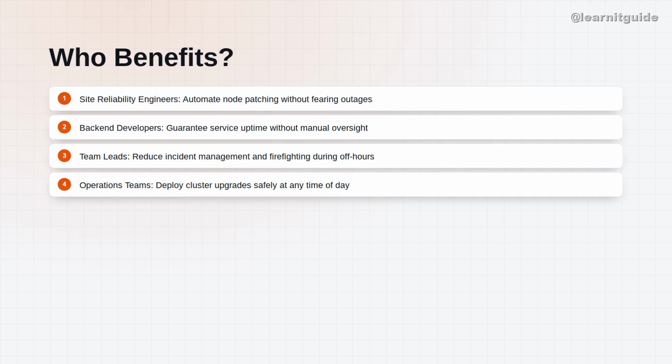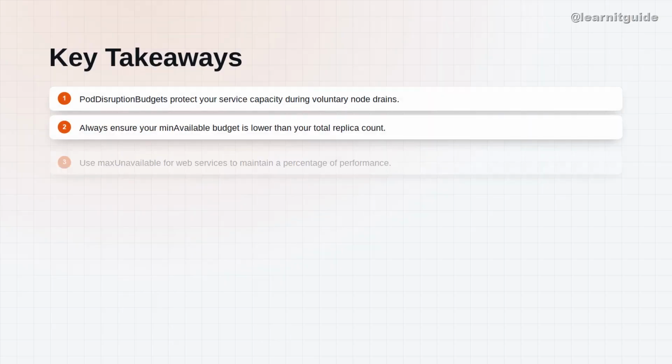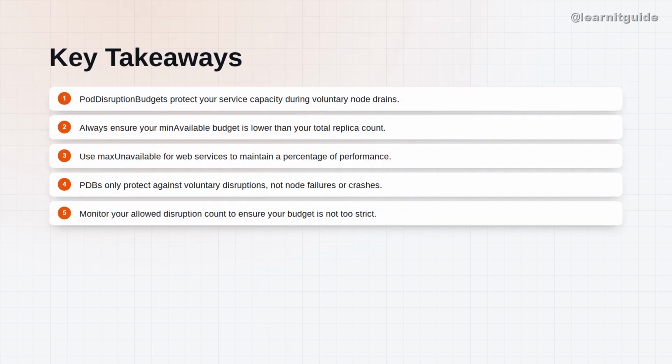their back. To recap, pod disruption budgets protect your service capacity during voluntary node drains. You must always ensure your minAvailable budget is lower than your total replica count to avoid blocking your own cluster maintenance. Use maxUnavailable for web services to maintain a consistent percentage of performance.